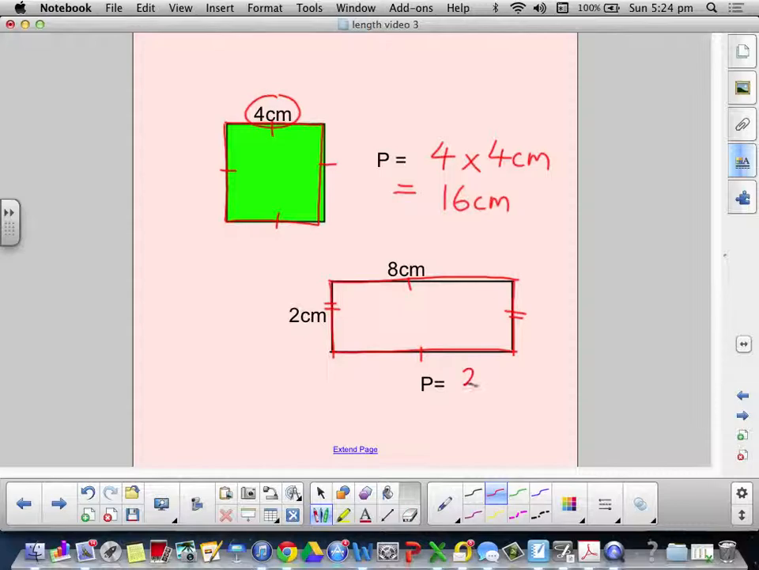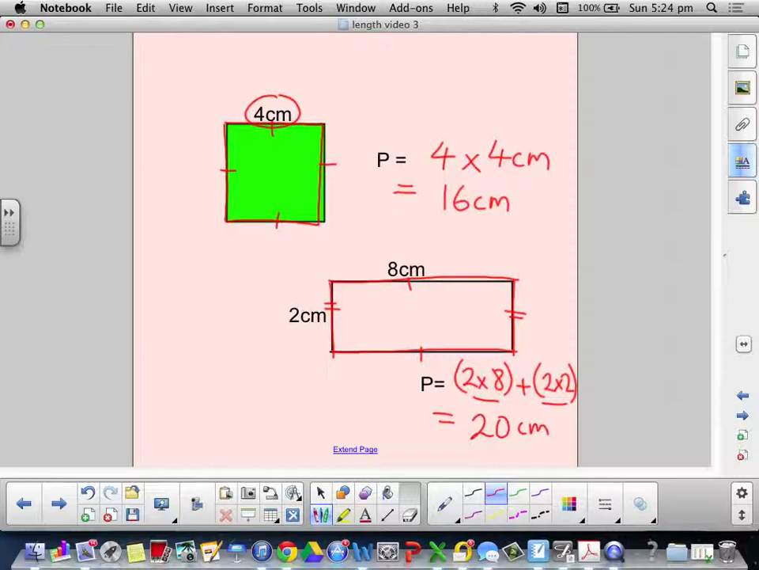Let's say we've got 2 lots of 8, and then we're going to add that to 2 lots of 2. So we've got 16 here, 4 there, 16 and 4, so this one is 20 centimetres, perimeter of 20 centimetres. So there's a couple of little tricks there with squares and rectangles and how to calculate the perimeters of those.